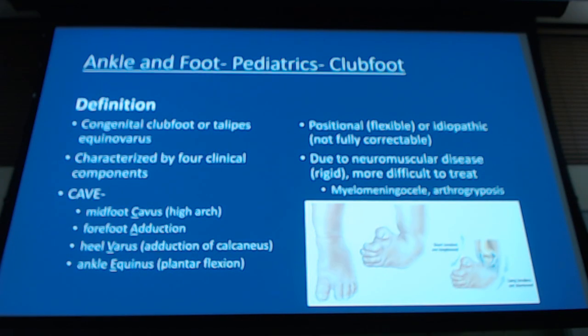One way to remember talipes equinovarus is looking at all the components of it, using the acronym CAVE, right? C-A-V-E. We started off talking about the cavus foot, which is a high arch. The foot is in adduction, right? And it's pointed inwards. You've got the heel in varus, which we just talked about, is the adduction of the calcaneus. And because it's in plantar flexion, then it's in equinus, right? Those are the components of the cavus foot.